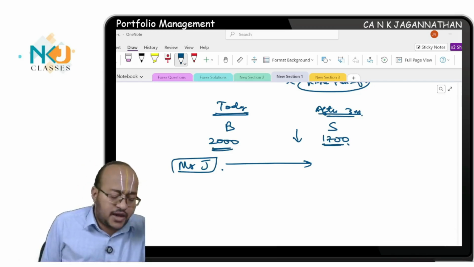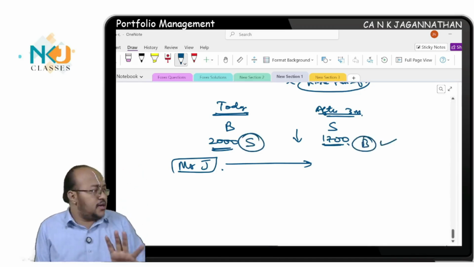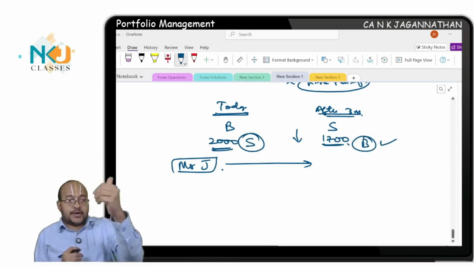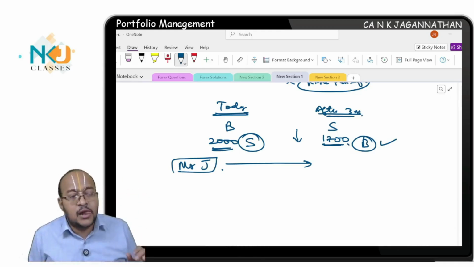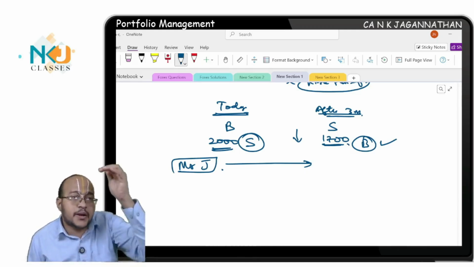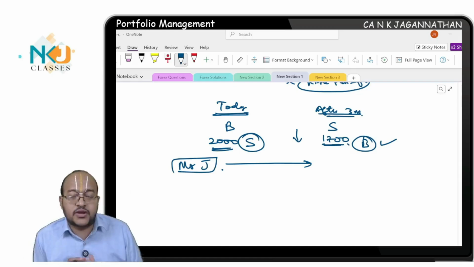What do? Can I sell today and can I buy tomorrow? Are you all understanding? Today you can buy and tomorrow you can sell and book profit if you are anticipating a price increase. This I agree, fine. But if I am anticipating a price decrease, sir, can I sell today and buy tomorrow? Is this possible? This is a very interesting thing.